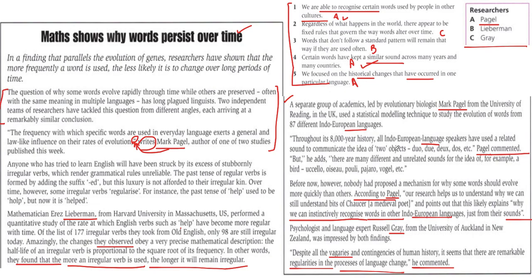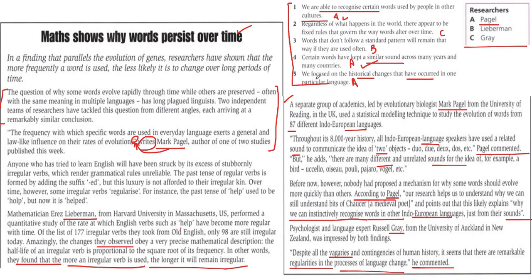Speakers. This one? No, throughout its 8,000 years of history, all Indo-European language speakers have used a related sound to communicate the idea of two objects. There are many different and unrelated sounds for the idea. But in the previous para last line, they've just mentioned 87 different Indo-European languages, and in continuation to that, throughout its 8,000-year history, Indo-European language speakers have used a related sound to communicate.